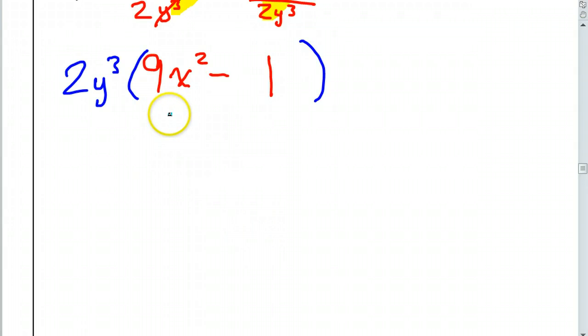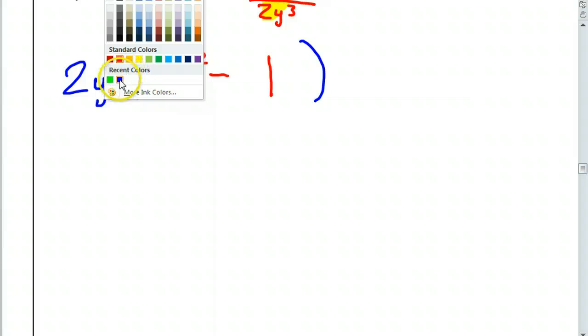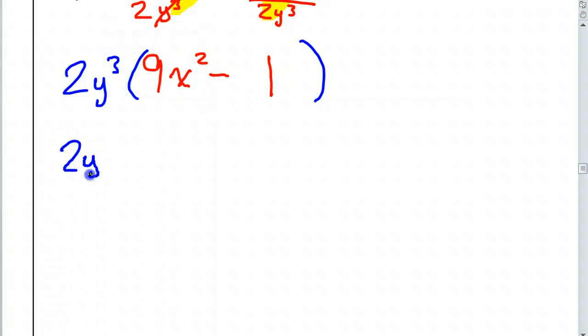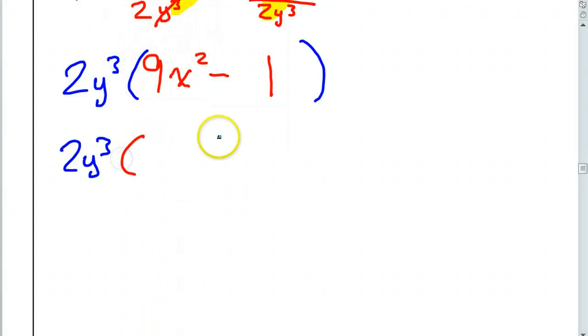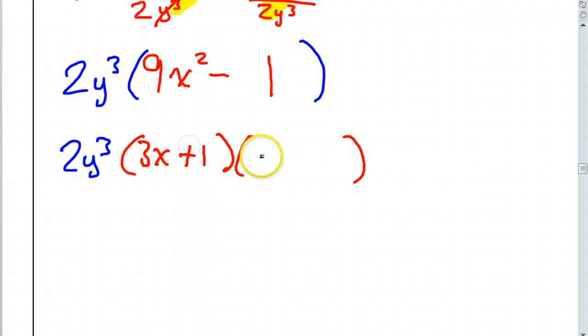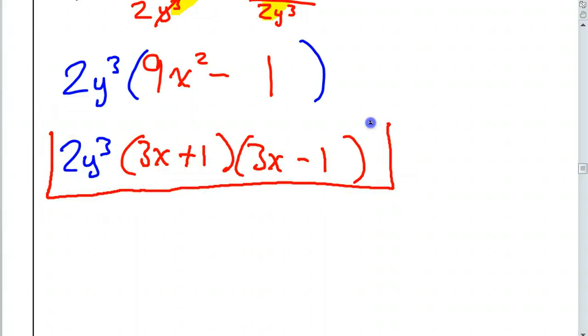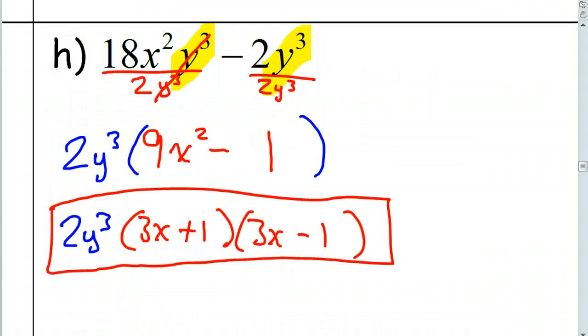Okay, so we need to factor this further, because now we notice that this is the difference of 2 squares. So we're going to have 2y to the third power, and then this part is the difference of 2 squares. So it's going to factor as 3x plus 1 times 3x minus 1. So that will be the answer. Okay, that was the answer to H.